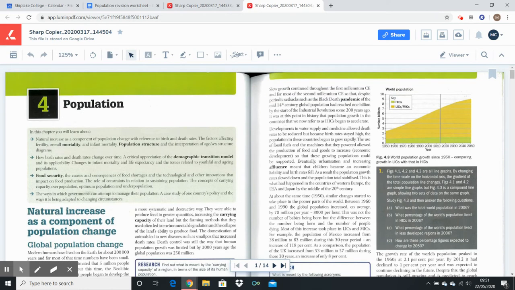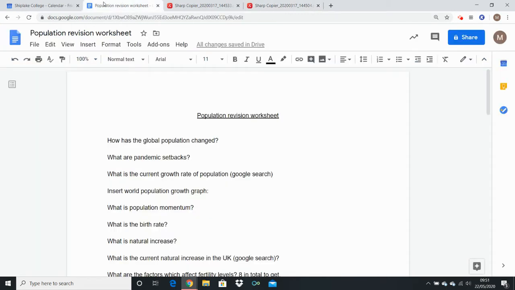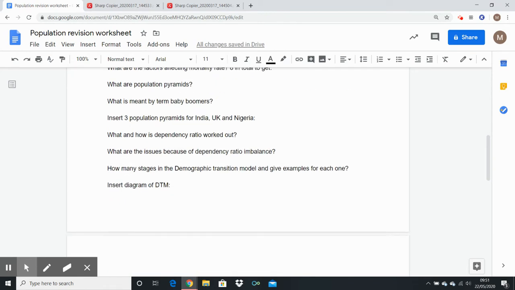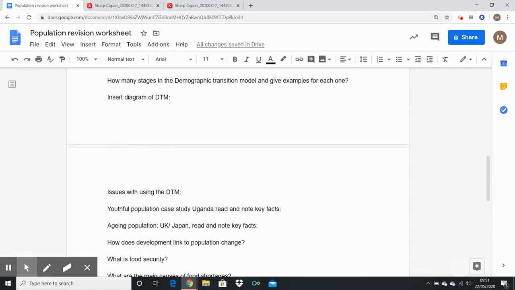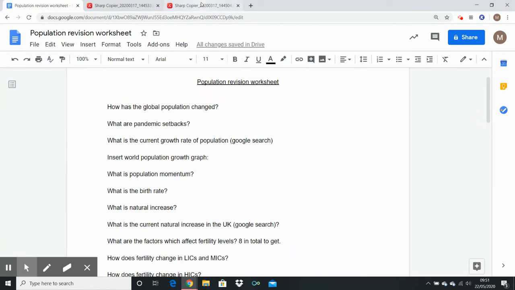What we're going to be looking at today and going through is the population unit 4 of the human side of A-level geography. When we're going through this, you can use the worksheet and revision sheet here to answer the questions. And if you're able to answer these key questions, it's good for your revision in terms of this unit.